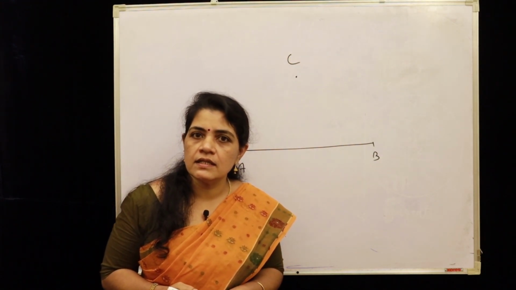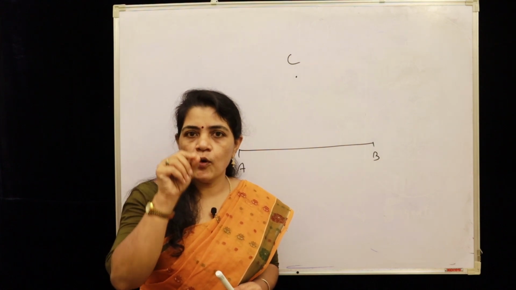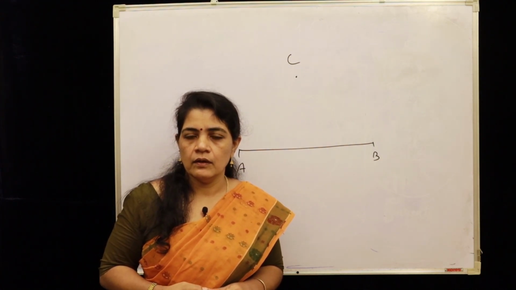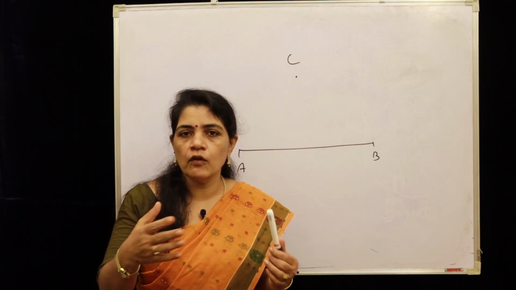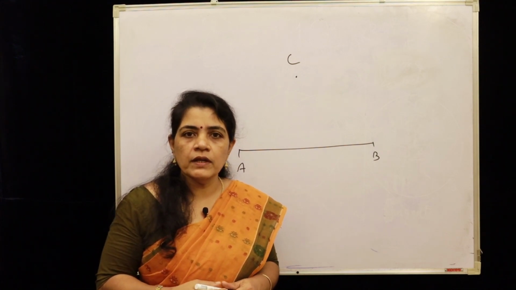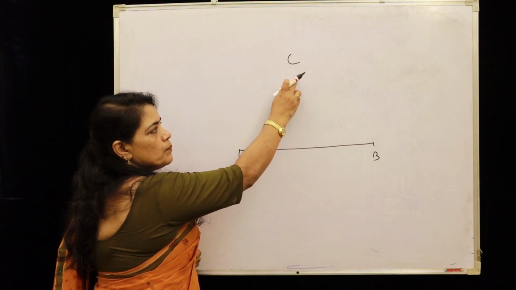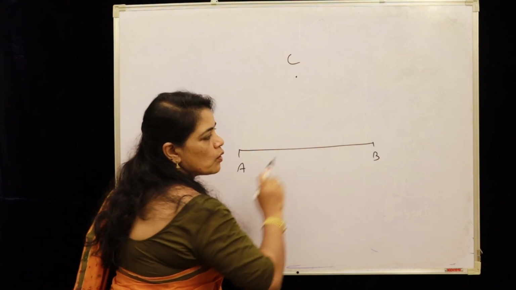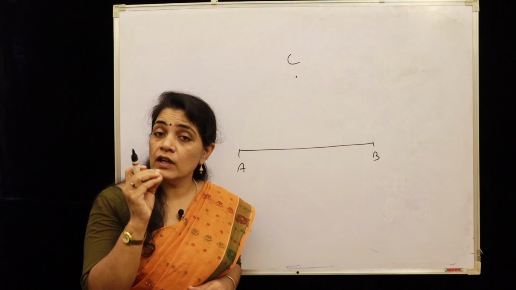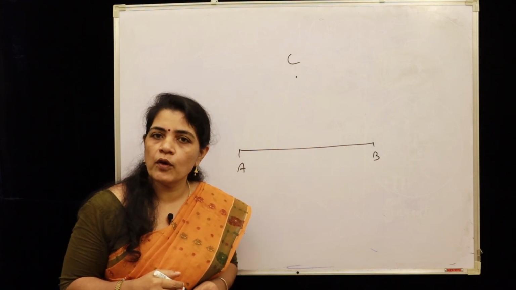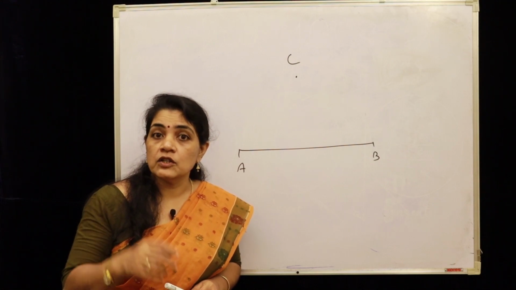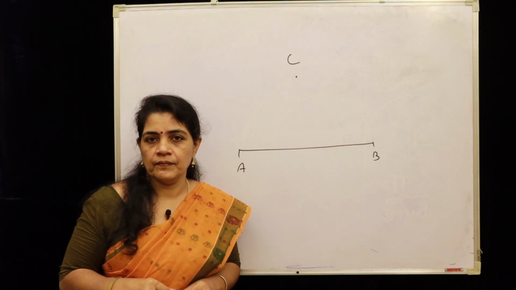What is the distance between the given point C to the line segment AB? In order to find out the distance, we have to connect both of them through a line segment. That means you can join this point C to any point on the line segment AB. But what is the actual distance between the point C and the line segment AB? It is nothing but the shortest distance.